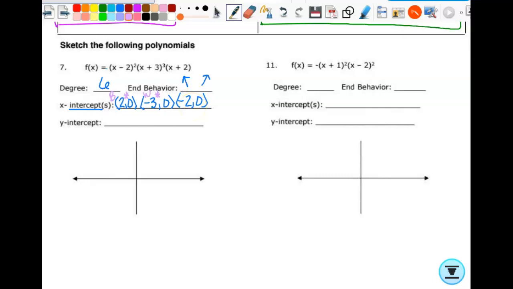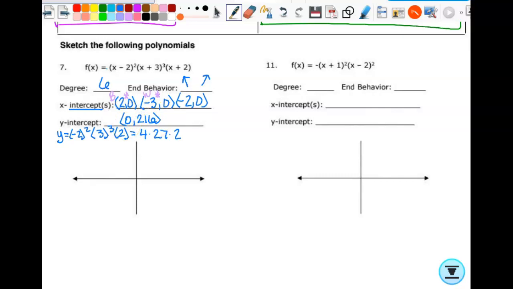All right, so I have to find my y-intercept. That's when x is 0. So y is equal to negative 2 squared times 3 cubed times 2. So negative 2 squared is 4. 3 cubed is 27. And then times 2. All right, so 2 times 27 is 54. Then 54 times 4, so 54 times 2 is 108. 108 times 2 is 216. So my y-intercept is 0, 216.